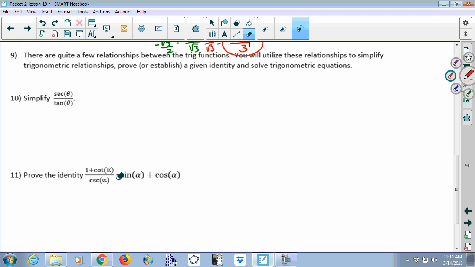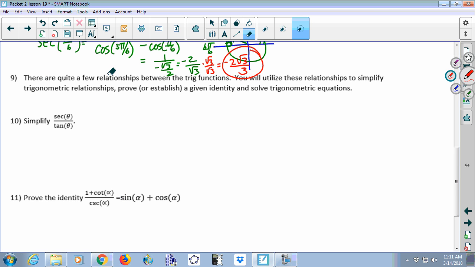And then this all leads to chapter 7, where we're going to actually be solving trig equations. Okay, so this is all like the precursor for solving trigonometric equations. So there are quite a few relationships between and among trig functions. You'll utilize these relationships to simplify. That's what we're doing here. We're simplifying first. Then we're going to prove, and sometimes you establish a given identity. And then later in section 7.1, we're going to be solving trig equations.